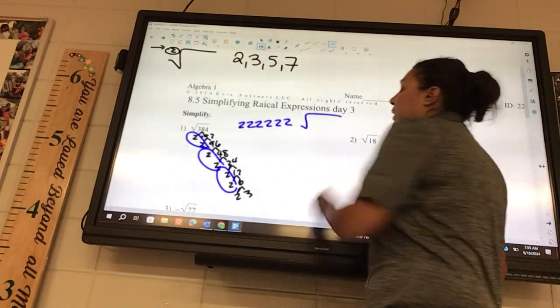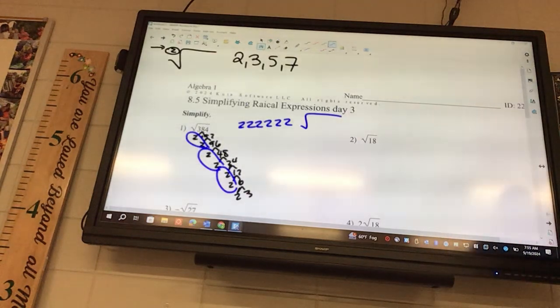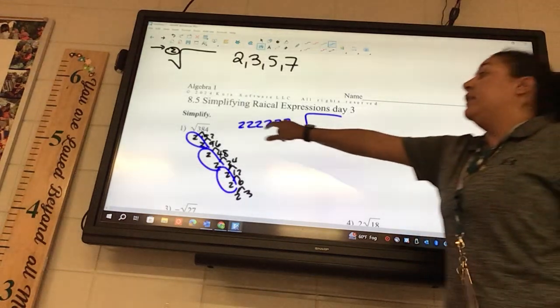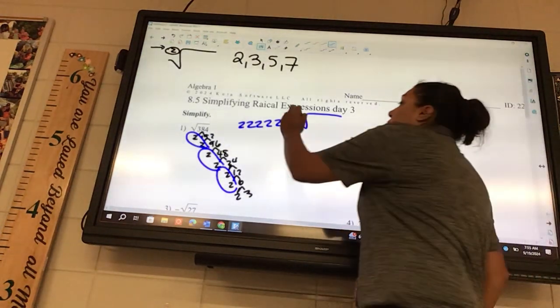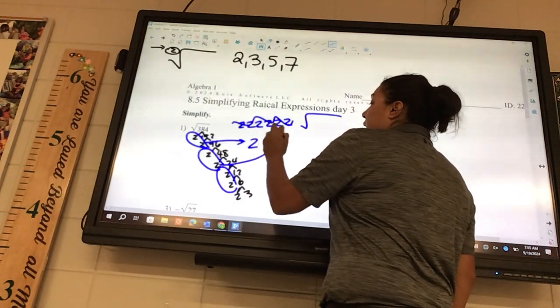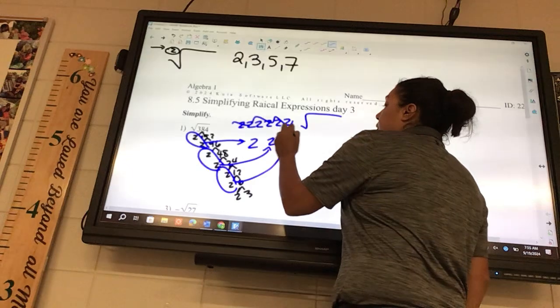Why would they put that many 2s there? That's how many 2s there are, but how many 2s should there be on the outside? 3. There should only be 3. Why should there only be 3? There's only 3 groups, okay? And so a lot of you guys are doing this rather than what it should be, which is 1 for this group, 1 for this group, 1 for this group, okay?